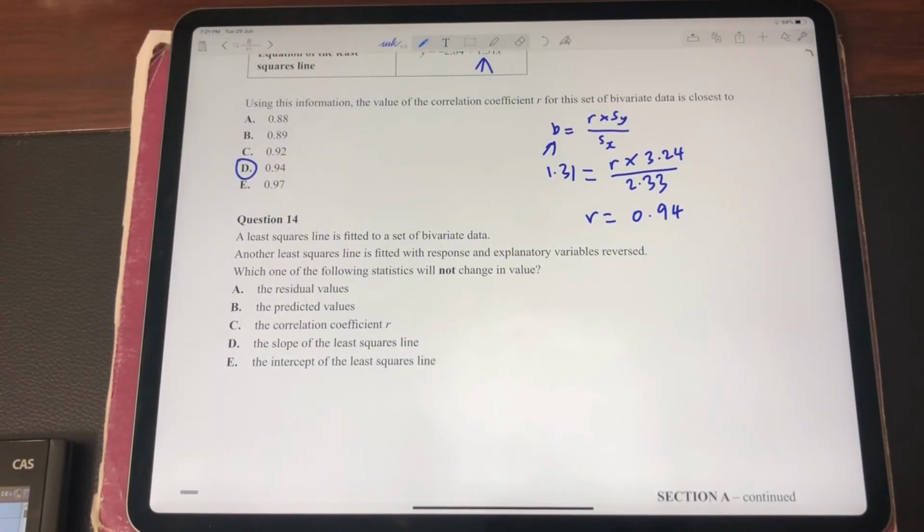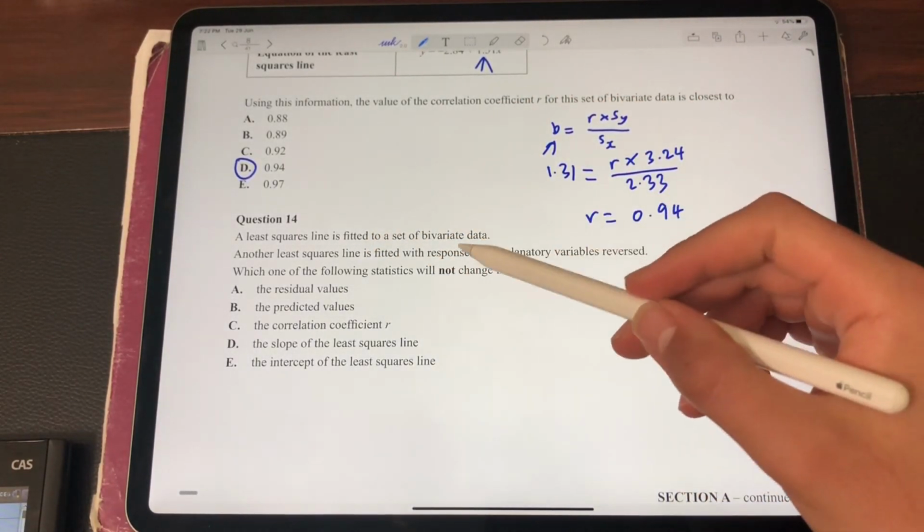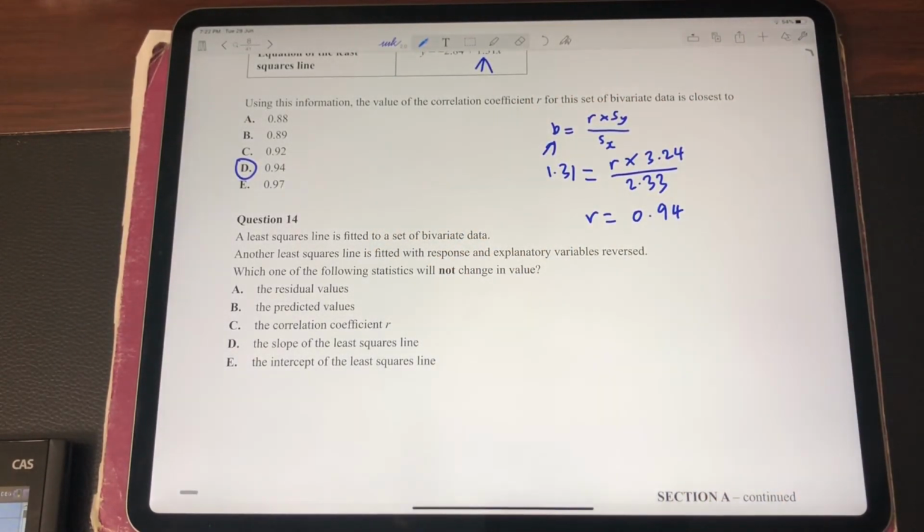Question 14. A least squares line is fitted to a set of bivariate data. Another least squares line is fitted with the response and explanatory variables reversed. Which one of the following statistics will not change in value? So the best way to do this question is just trial and error. So we know that the least squares line has the response and explanatory variables reversed.